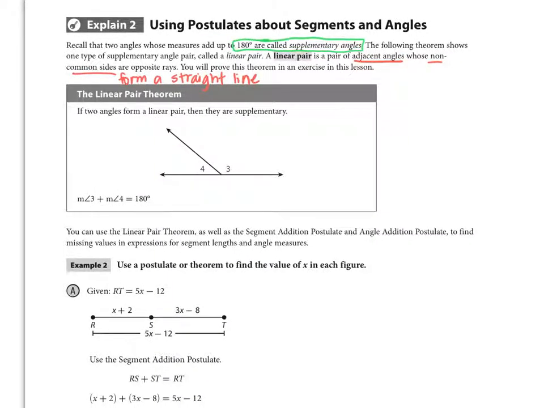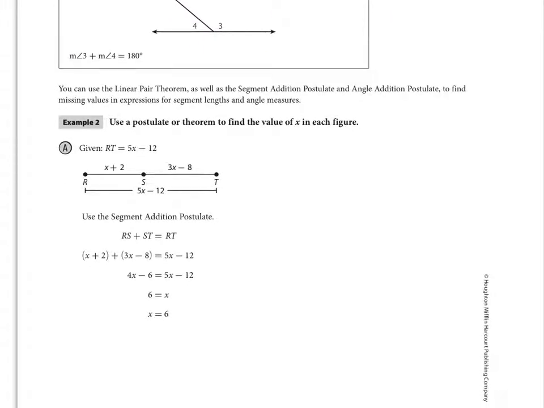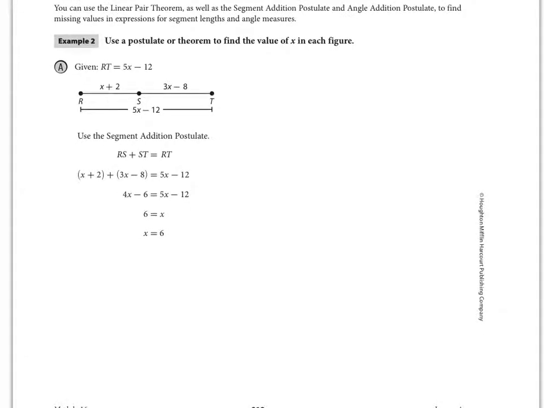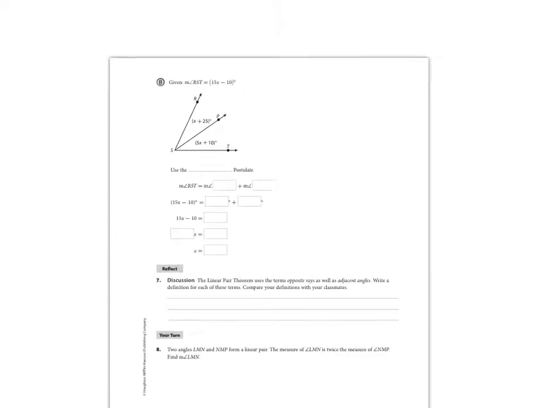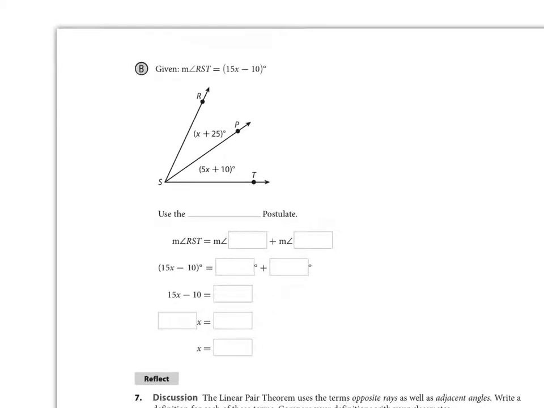So this has to do with angles, but remember that we still have also the segment addition postulate, as you'll see in this example part A. This is already done for you, so you can take a look at that. Now in part B here, we know that we have angle RST is the big angle, and then angle RSP is one of the smaller ones, and then angle PST. So the measure of angle RSP is this. The measure of angle PST is this, 5x plus 10. And it tells us that the whole angle, measure of angle RST, is this right here.